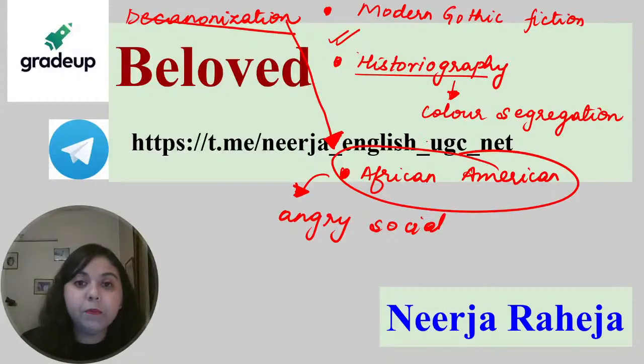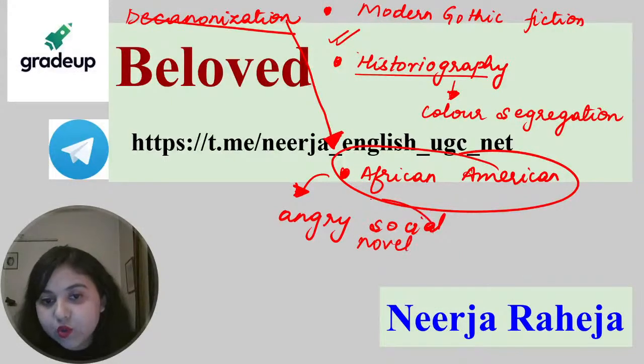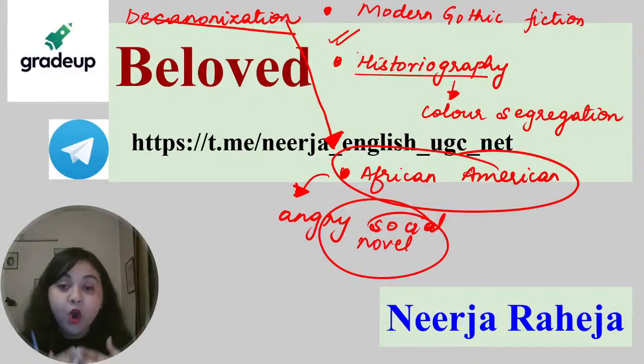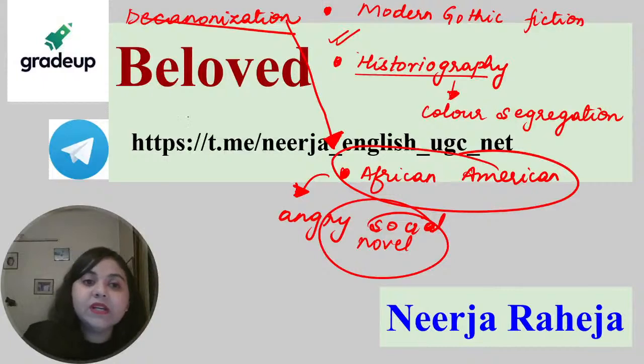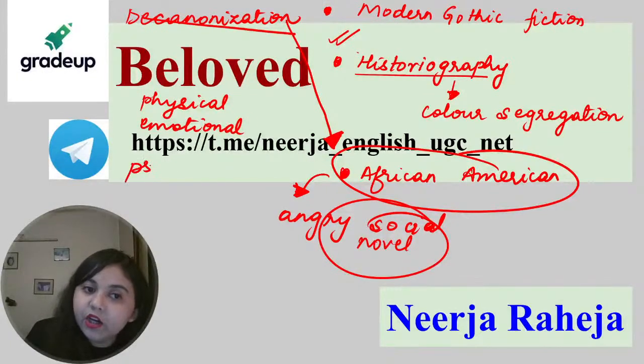So please do remember this. Do keep this in mind, that it's actually a part of your angry social protest novel, right? So that is what you're basically able to see. Also, this work is brilliantly capturing how racism was impacting not just the physical aspect, but also emotionally and psychologically. It was a very draining process. Emotionally, psychologically, it was a devastating process.